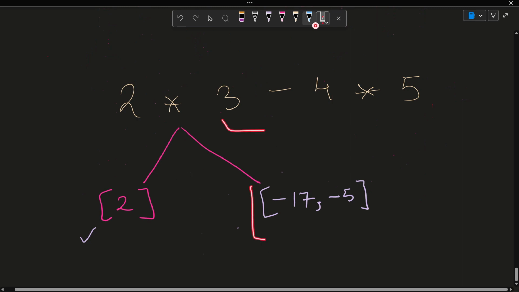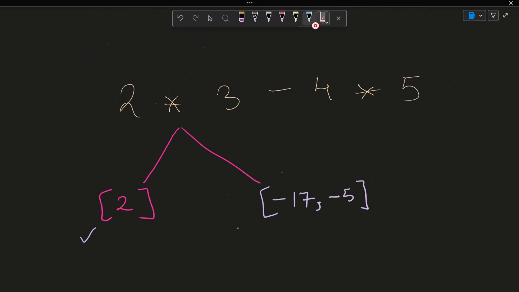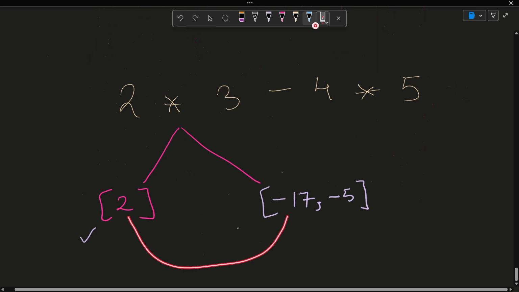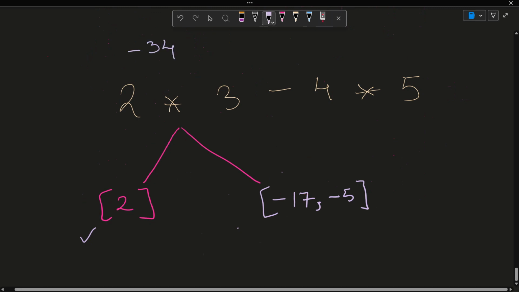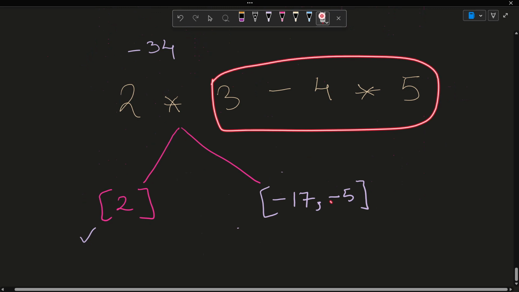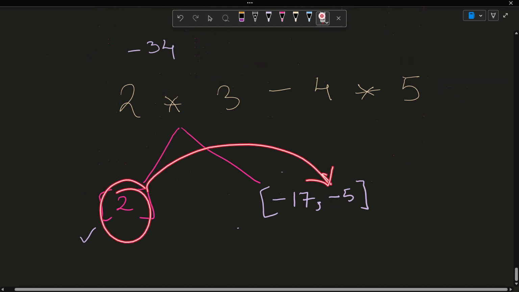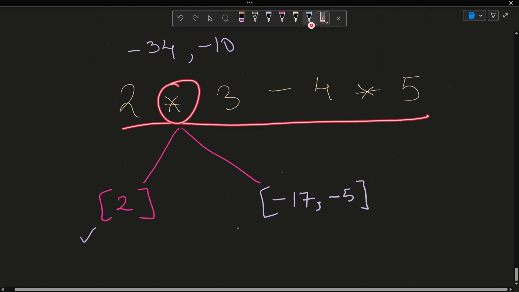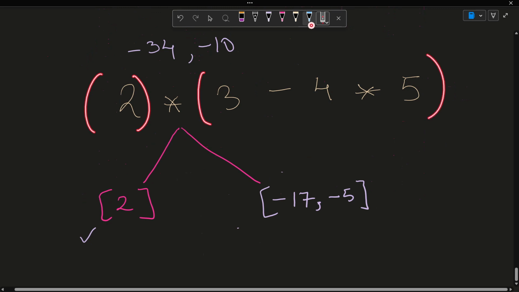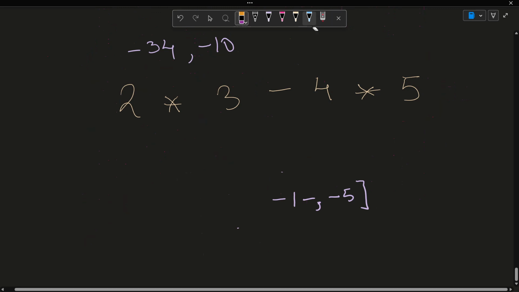Now I have a solution for this side, I have a solution for this side. How do I get the total solution, right? The total solution would be 2 times minus 17, because from this we could get minus 17. So 2 times minus 17 gives me minus 34, and through this we were also able to get minus 5. So 2 times minus 5 is minus 10. If we are breaking this expression at this point, we are able to get these two values. So we are first solving this left part, then solving this right part to get these two possible solutions. Now we are done with this part.